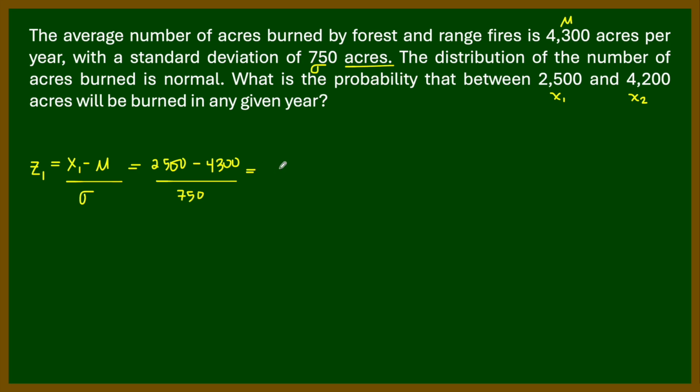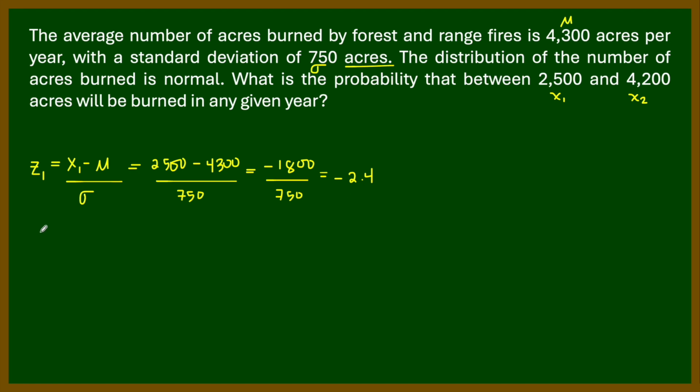Simplifying this one, we will obtain negative 1,800 divided by 750. And the answer is negative 2.4. So z sub 1 is equal to negative 2.4.